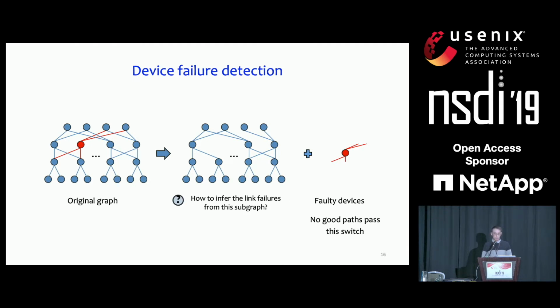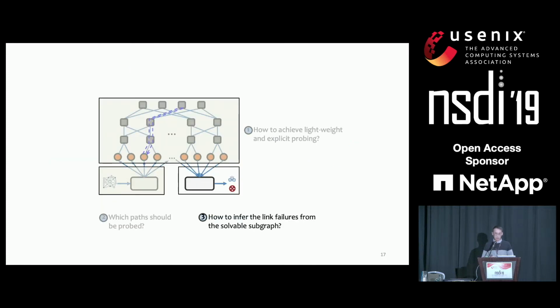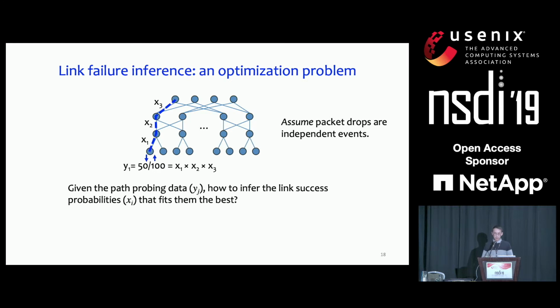Finally, the last missing piece is: how can we pinpoint the faulty links in this subgraph with a unique solution? But due to the time limit, I will only deliver the overall problem and one real challenge as well as our solution. So the problem is that, given the path probing data, the Yj's, how can we infer the link success probabilities, the xi's, such that they fit our observation the best? This is a classic optimization problem as follows. In this equation, the Yj's, again, are what we can observe, and the xi's are what we estimate or guess.